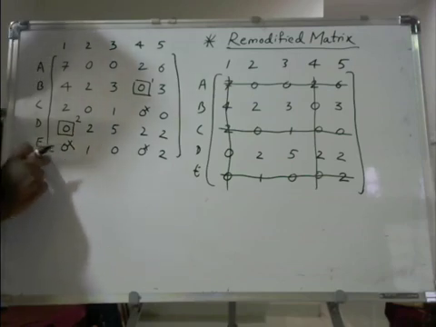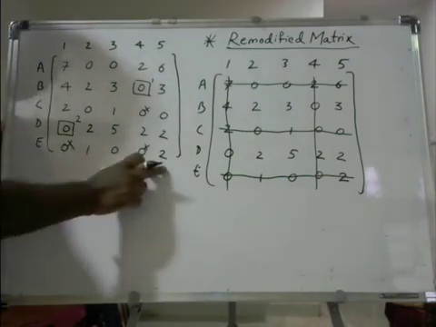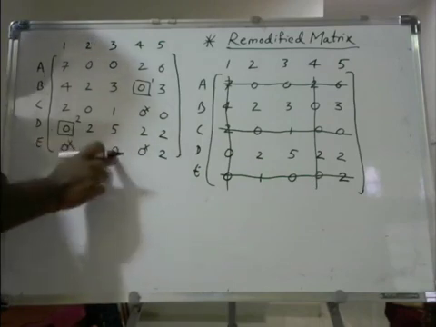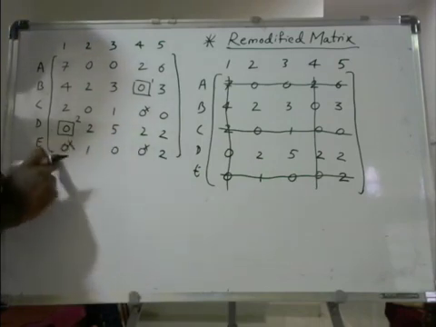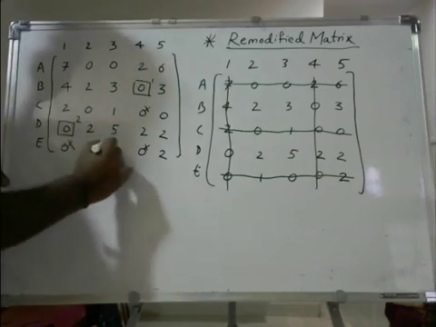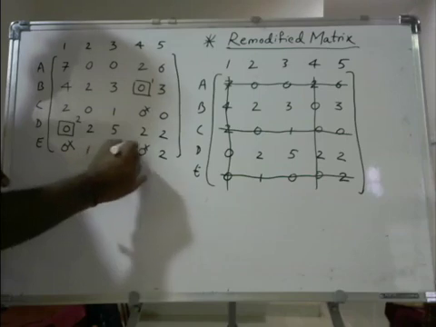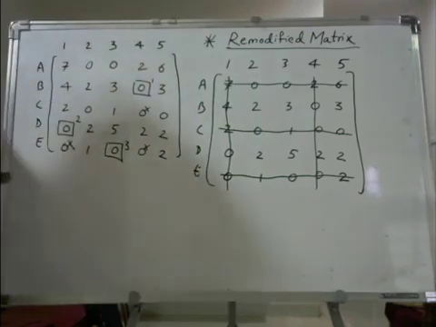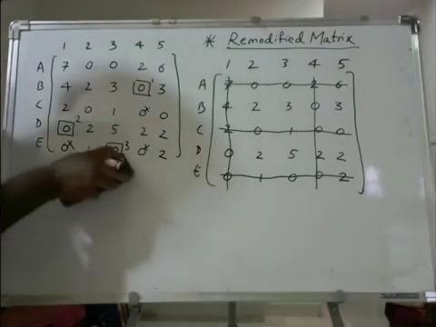So I need to scan the last row. Now here there were actually 3 zeros. 2 are crossed. So how many are remaining? 1. So I am getting a single zero here. I can put a box. So I can write 3 here. So this is my third boxed zero.